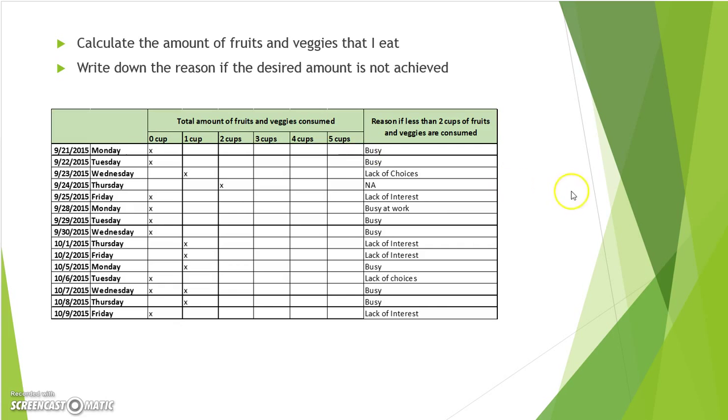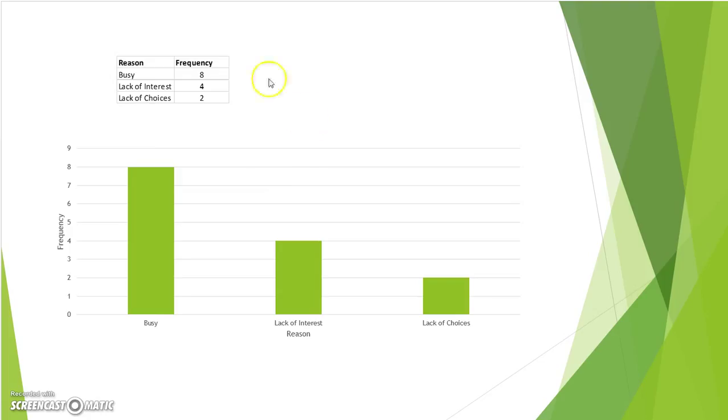I have the reasons here in these columns: busy, lack of choices, lack of interest, busy at work, and such. So I created the Pareto chart based on this data. This is the small table of the reasons and the frequencies of why this is not happening, why I was not eating enough fruits and vegetables. We can see here there are 3 reasons and their frequency. And this is the Pareto chart.